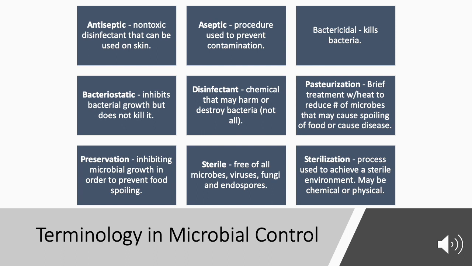And then we have the idea of preservation. In preservation, we don't necessarily kill bacteria. I mean, we're going to have to disinfect or sterilize, destroy bacteria in a food situation. But in preservation, what we're really doing is setting up an environment that will inhibit or prevent the growth of microorganisms in the future. All right, the last here is bacteriostatic. A bacteriostatic is a type of disinfectant that is going to inhibit bacterial growth, but it does not directly kill it.